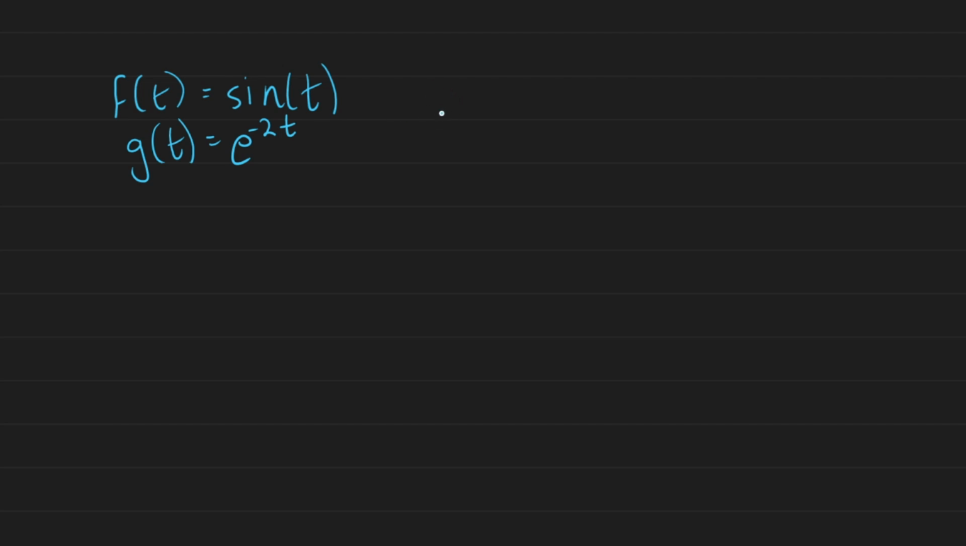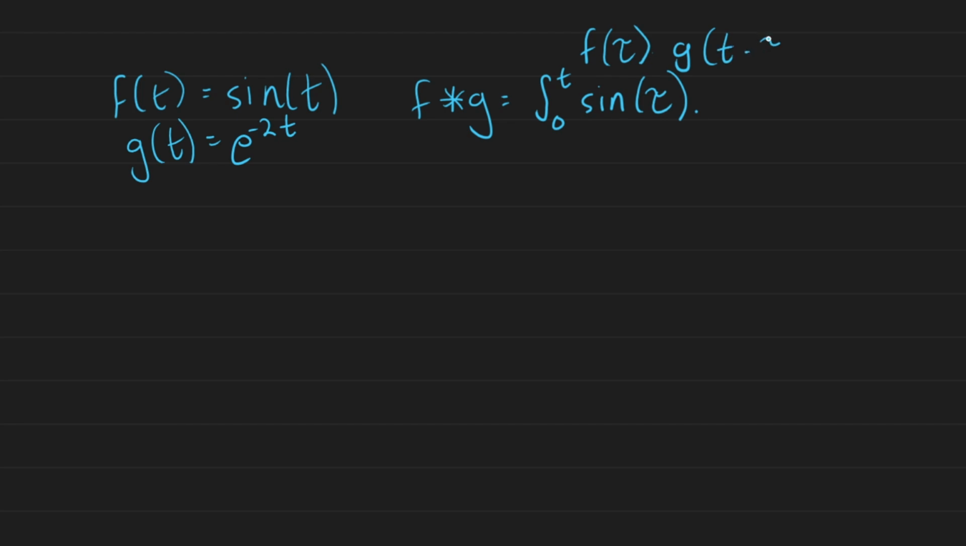So if we want to take the convolution, this f star g, what we would need to do is integrate from 0 to t. And now this f of t becomes f of tau. So we would have sine of tau times g, f of tau times g of t minus tau. So this becomes e to the minus 2 into t minus tau. And then we need to integrate this with respect to tau.